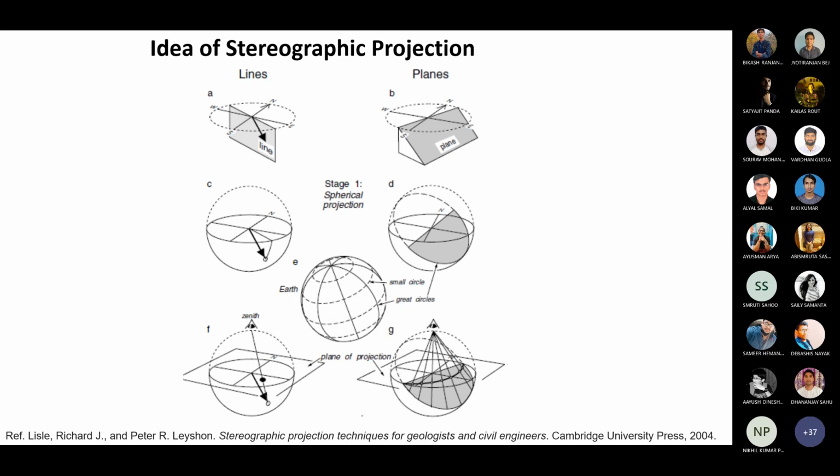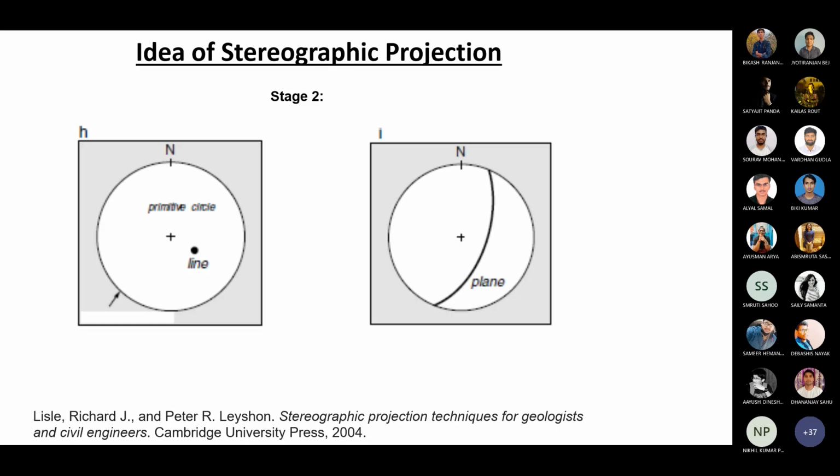Now we are going to talk about the next stage, that is stage 2. In stage 2, points and great circles from the lower hemisphere are projected onto a flat piece of paper. We first take a plane on which the projected things are going to be drawn, the plane of projection. We take a horizontal plane as our plane of projection, and then we place it so that it passes through the center of the sphere.